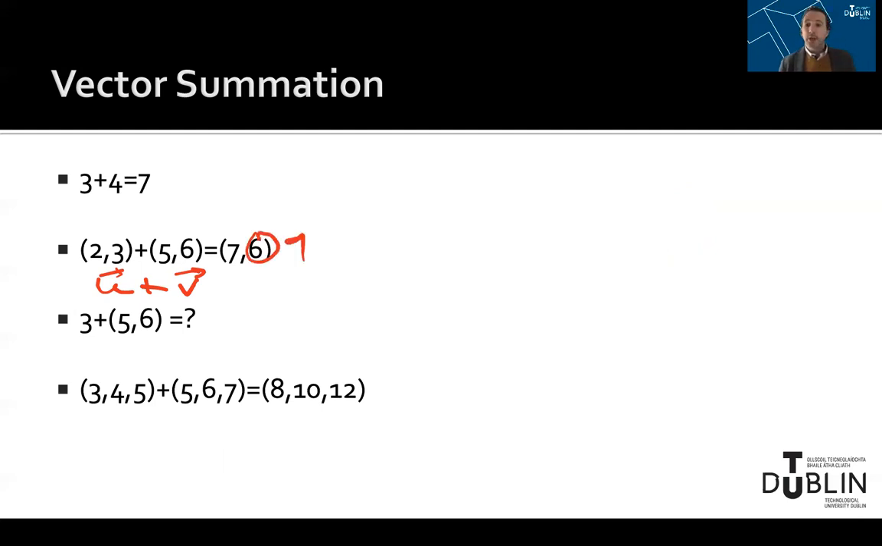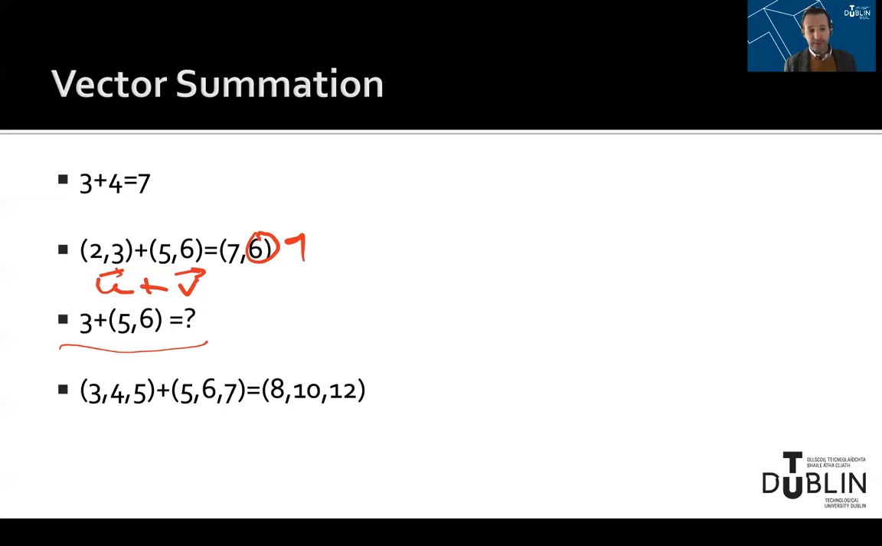So you can't add something 2D and 1D together. You have to make sure the dimensions are the same. How would I do this? Where do I add the 3? Do I add it to both of them? Do I add it to none of them? Do I add it to only x, only y? You have to think about that.